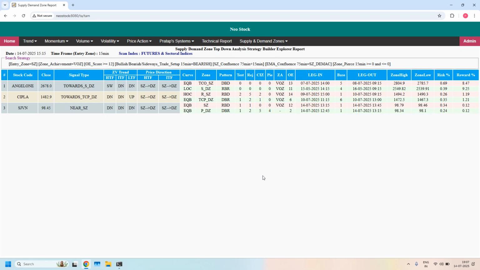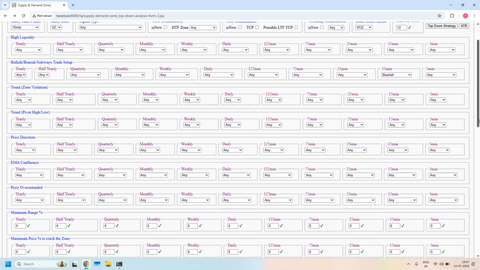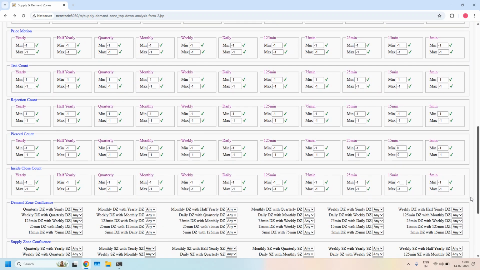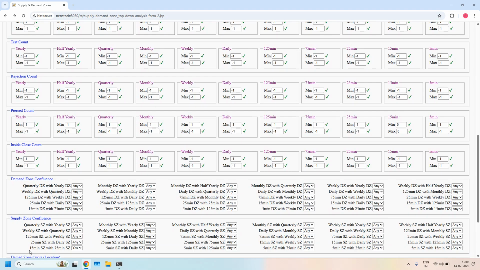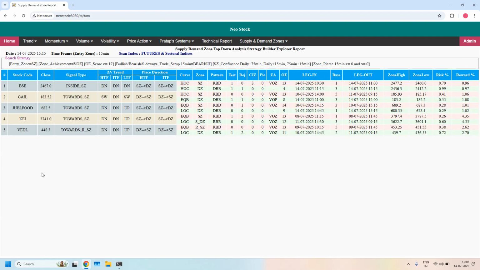Okay. Next we will look into 15 minutes, 75 minutes and daily supply zone confluence supported stocks. Removing EMA filter, supply zone confluence, 3 filters we have to set. First one is already enabled. Second one 15 and daily supply zone confluence, 75 minutes and daily supply zone confluence. By setting the filters, we got 5 stocks.